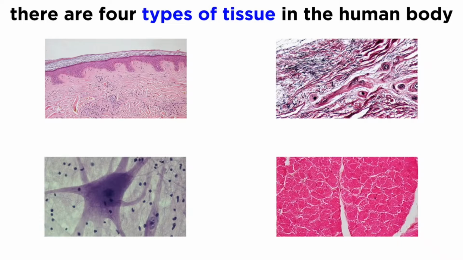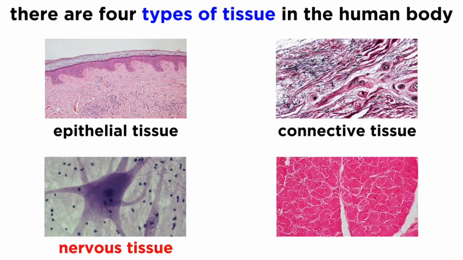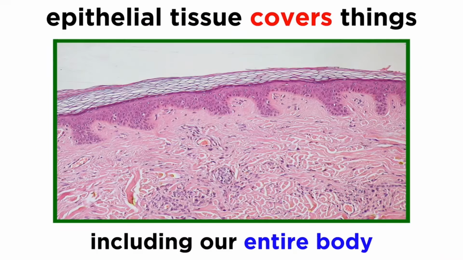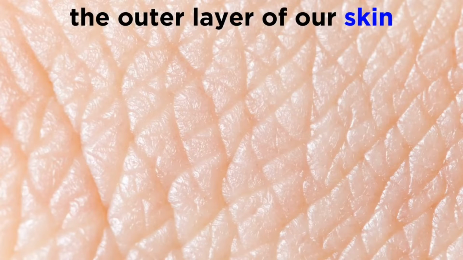We will be looking at 4 types of tissue altogether, and those are epithelial tissue, connective tissue, nervous tissue, and muscle tissue. Let's start with epithelial tissue. In short, this is tissue that covers things, including our entire body. The outer layer of our skin is made of epithelial tissue.